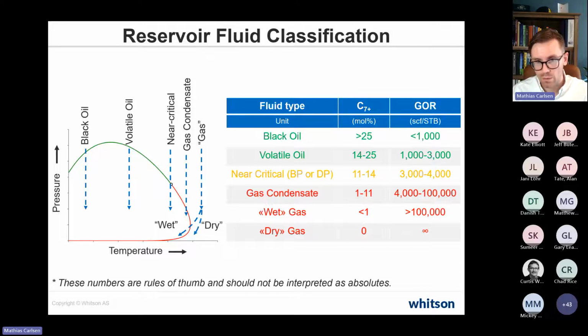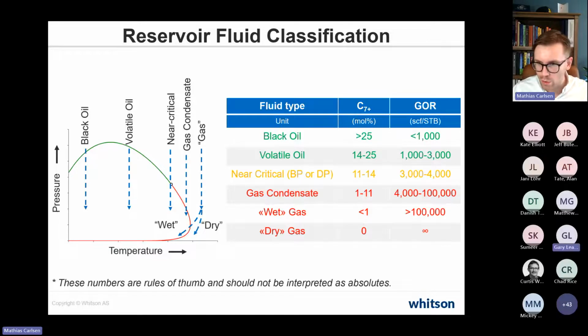So you can use GOR, which will be your initial producing GOR. These are rules of thumb. And then you can also look at C7 plus if you'd like to do that. Here, this is kind of a Whitson rule-of-thumb type of reservoir fluid classification. There's a different one from Schlumberger, a different one in the SPE monograph that Curtis wrote, and McCain has one.